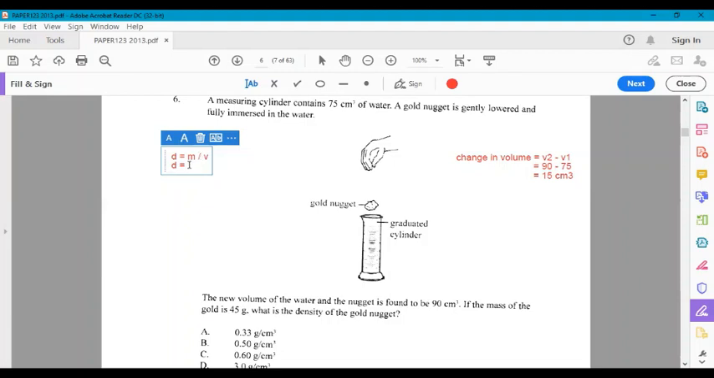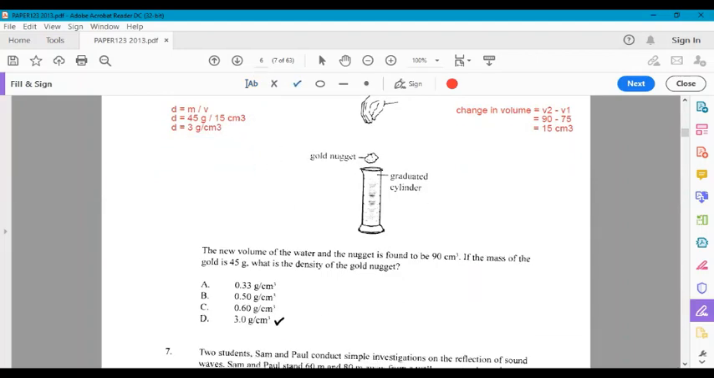Plug that into this relationship over here. The mass is 45 grams. There's no need to convert to kilograms or to cubic meters. As long as you have grams with cubic centimeters, you're good. That's an acceptable unit. And when we work that out, 45 divided by 15, we're going to get 3 grams per cubic centimeter. So our answer is D.